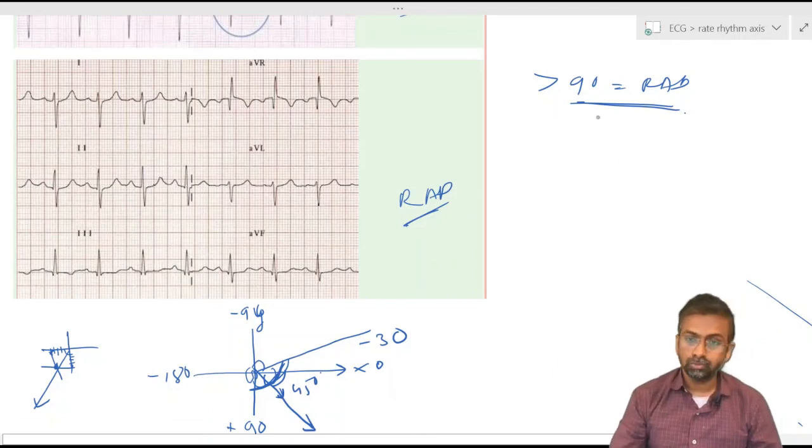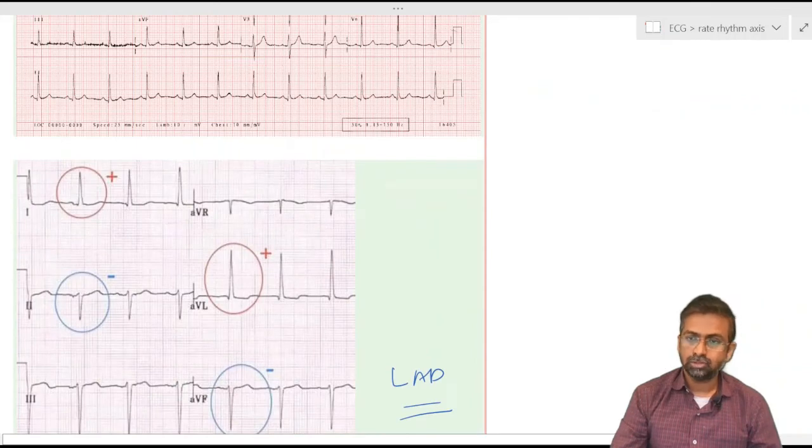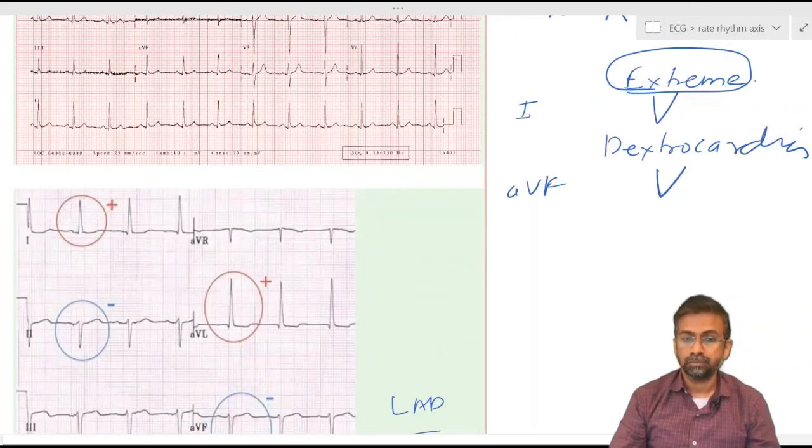So now what you can do is read about the causes of left axis deviation and right axis deviation. I will stop here. Thank you very much.